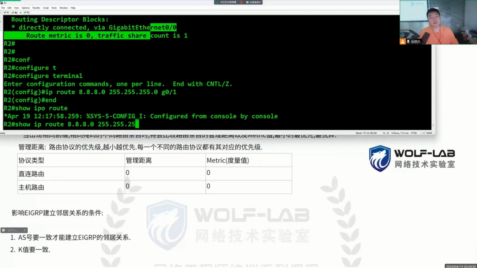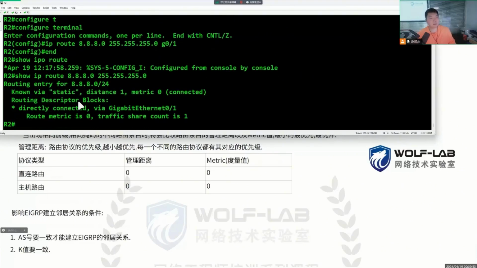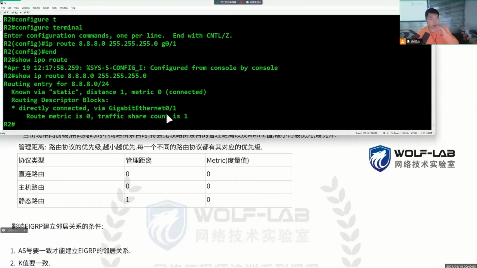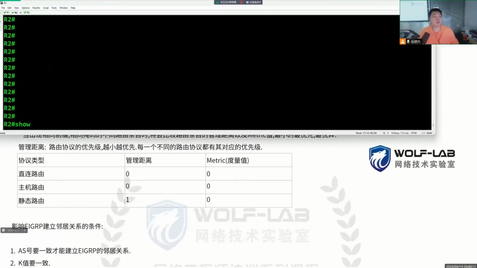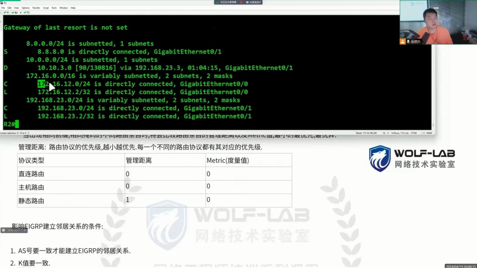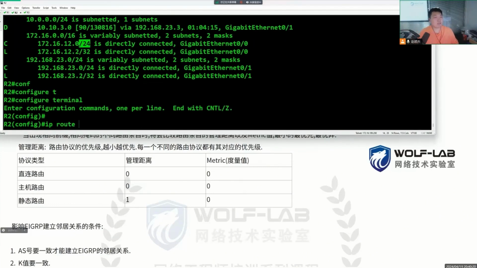Suppose at this moment we have such a direct route in our network, the direct route of 172.16.12.0/24. I write a static route with the same prefix, 172.16.12.0, the same mask, 25.25.25.0, out of the interface, for example 0/0, and another with 0/1, a different next hop. A direct route and such a static route.